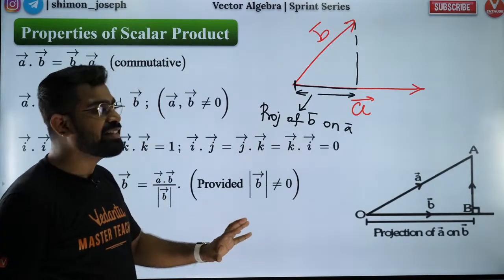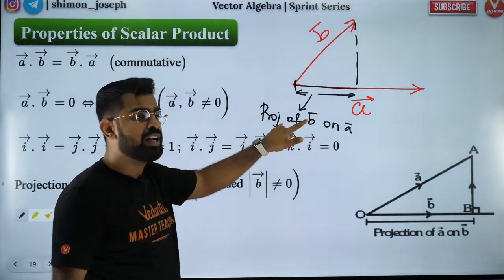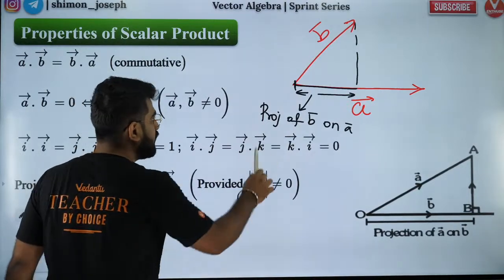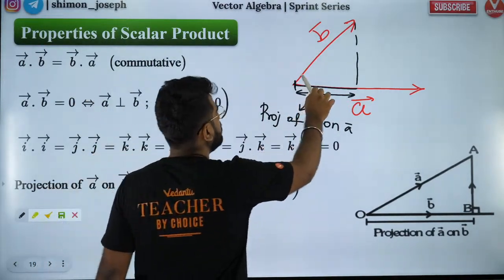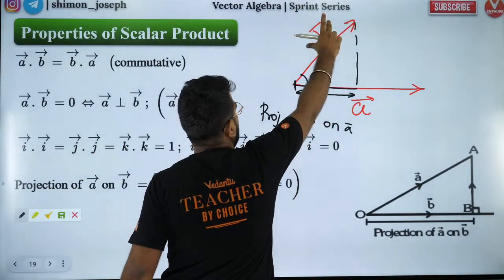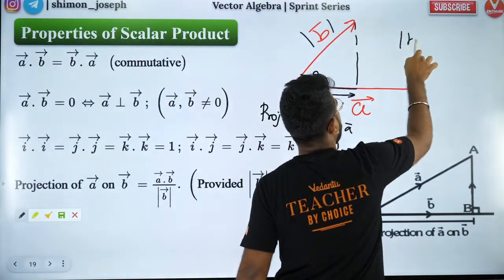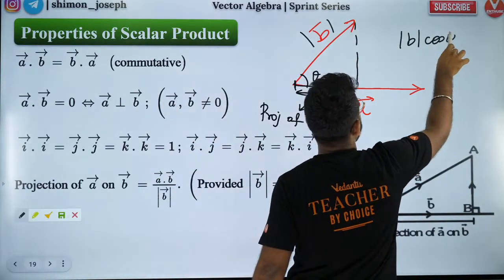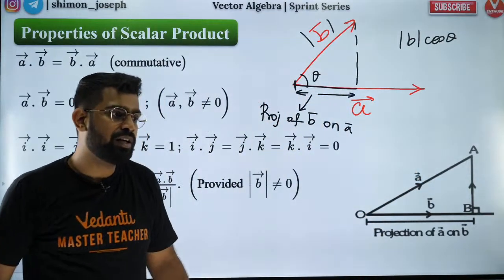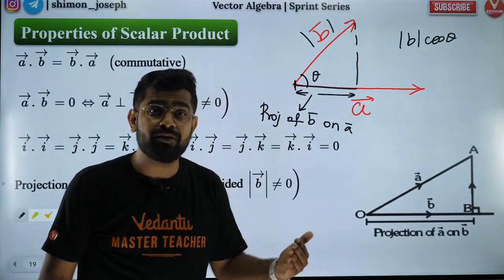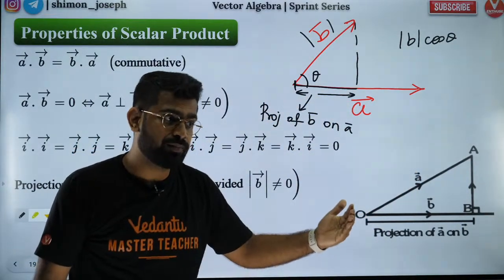So people, did you all like that? So that is the meaning of projection. Now, how do you find out this value? This value is given by mod B cos theta. Correct, na? If this is theta, mod B cos theta will give you that length. Because we have studied that in physics.